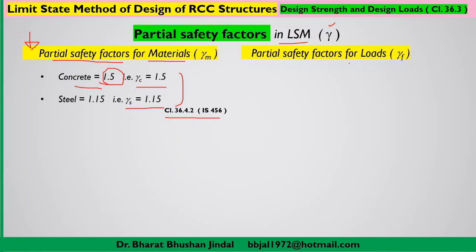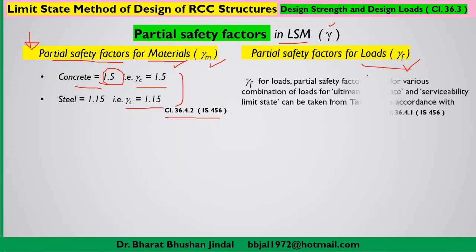Next is partial safety factor for loads. Here we are using the symbol gamma F. Earlier we were using the symbol gamma m. Gamma m for material and gamma F for loads. So gamma F is the partial safety factor for load.